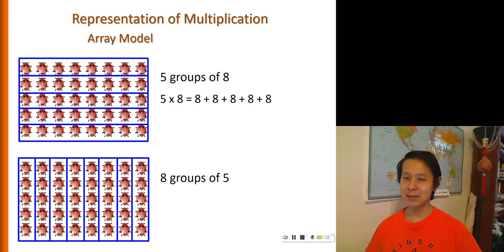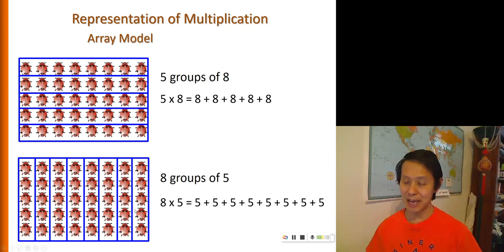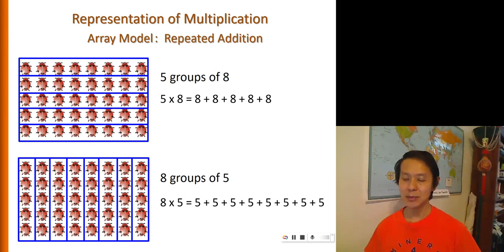So the first representation, 5 times 8, can be interpreted as 8 plus 8 plus 8, 5 times. Whereas the second representation at the bottom, 8 times 5, can be understood as 5 plus 5 plus 5, 8 times. So that's 2 ways of interpreting this picture. We can see it as 5 times 8 with the multiplier being 5, or 8 times 5 with the multiplier being 8. So this is how to understand multiplication as repeated addition conceptually.